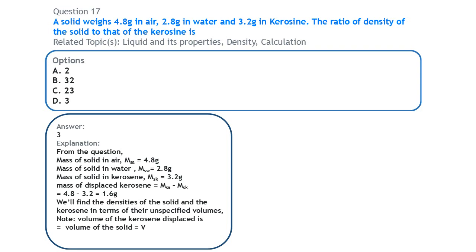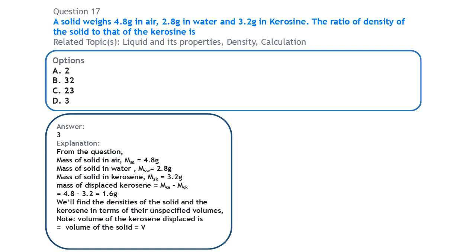The next thing we are going to do is find the density of the solid and the kerosene in terms of their unspecified volume. Now what happens is this: when we suspend the solid in the kerosene, some of the kerosene will be displaced. The volume of the kerosene that is displaced is going to be equal to the volume of the solid that was suspended in it.